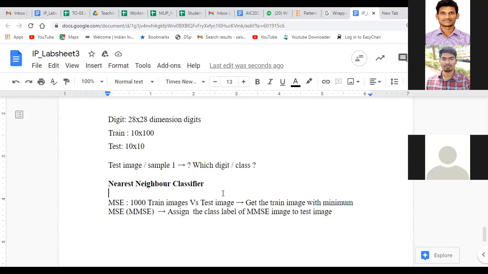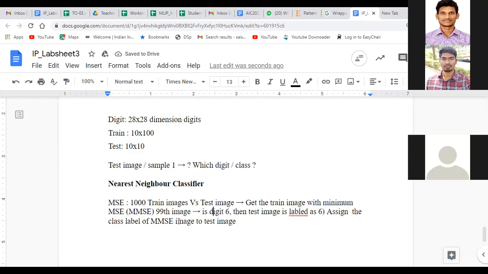So say, for example, the minimum mean square error image here is the 99th image. Okay, so it is the 99th image, and that image is, say, digit 6. Then what? Then assign the same label. Then the test image is also considered as, or is labeled as, 6. Right? That's what we do in the nearest neighbor classifier.